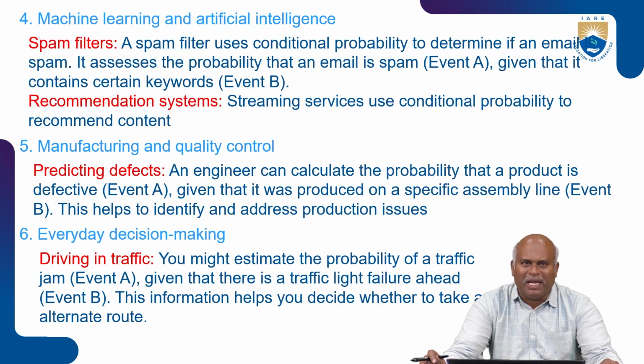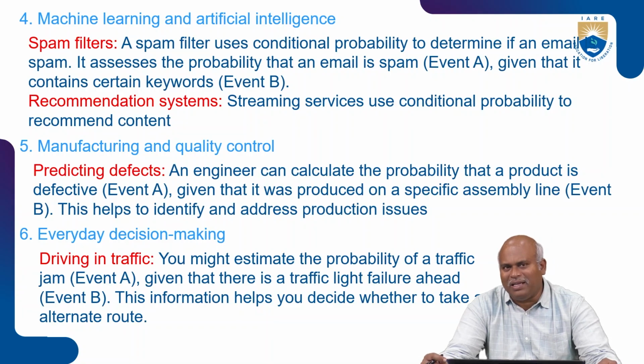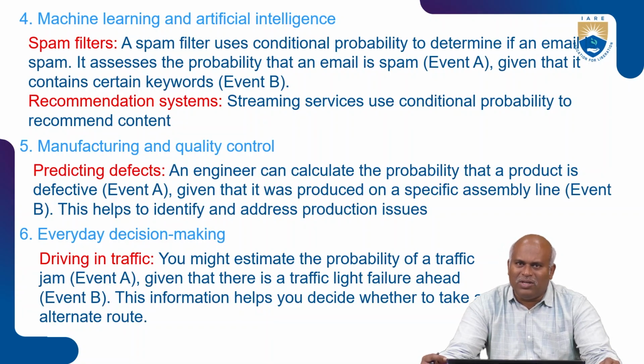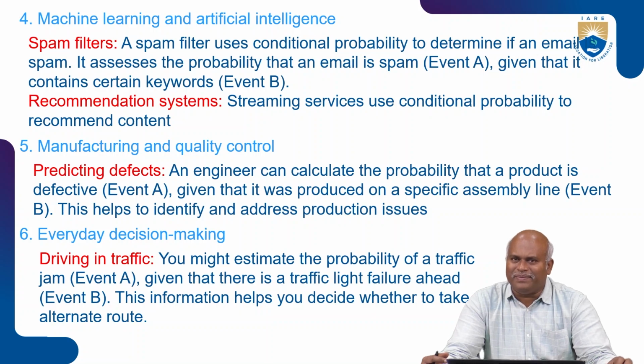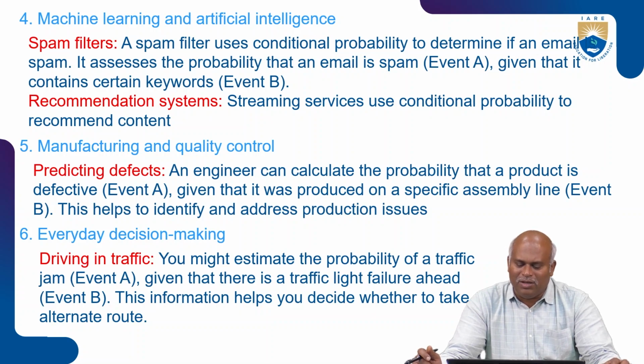Then the manufacturing case, we can predict defectiveness. An engineer can calculate the probability that a product is defective given that it was produced on a specific assembly line, event B. This helps to identify and address production issues.